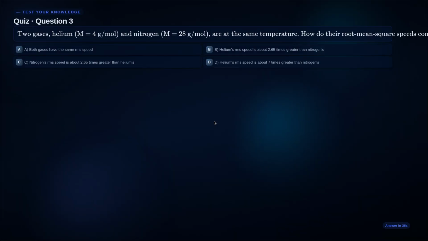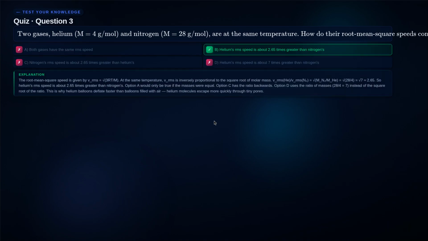Quiz question 3. Two gases, helium with molar mass 4 grams per mole and nitrogen with molar mass 28 grams per mole, are at the same temperature. How do their root mean square speeds compare? Option A. Both gases have the same RMS speed. Option B. Helium's RMS speed is about 2.65 times greater than nitrogen's. Option C. Nitrogen's RMS speed is about 2.65 times greater than helium's. Option D. Helium's RMS speed is about 7 times greater than nitrogen's. Remember the formula? v_RMS equals the square root of 3RT over M.